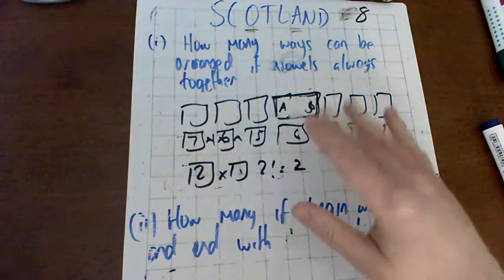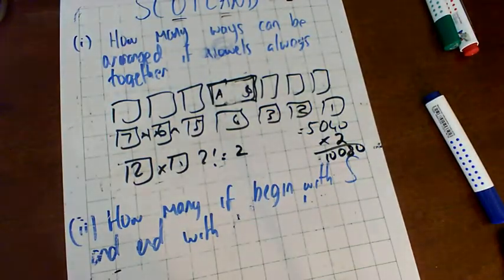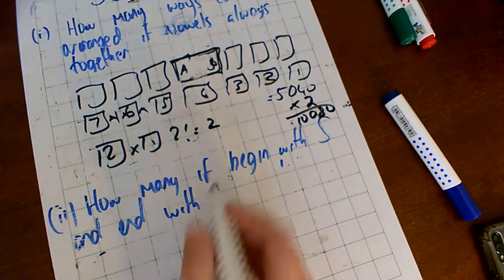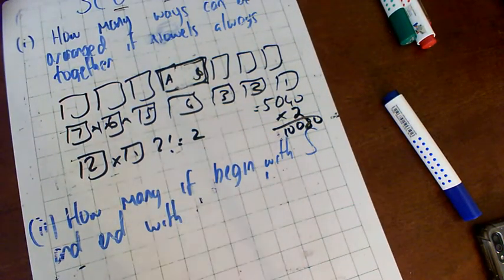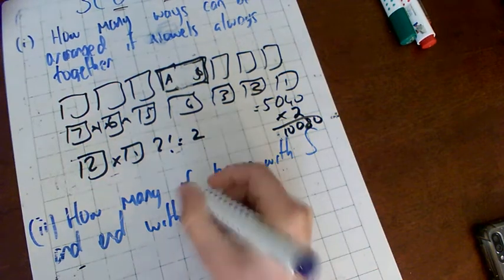Okay, there's definitely going to be questions with that in it, and I'm sure I'm going to have to go through more examples of it. Right. How many ways begin with an S and end with the vowels together? Sorry, I just scribbled that out.